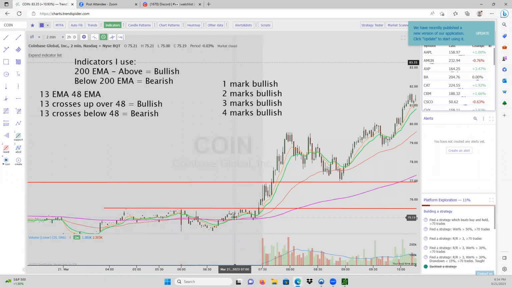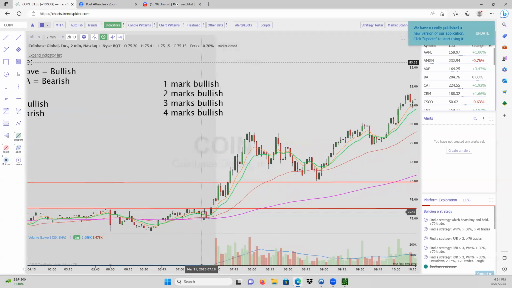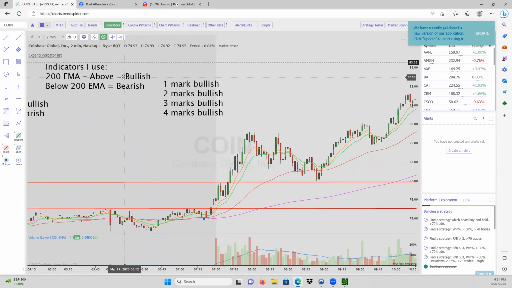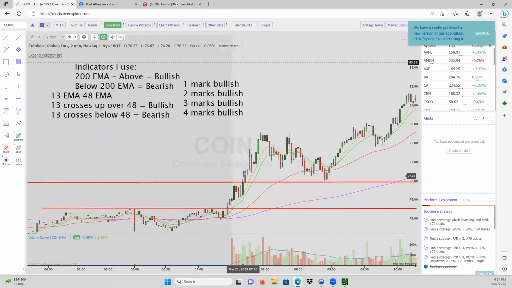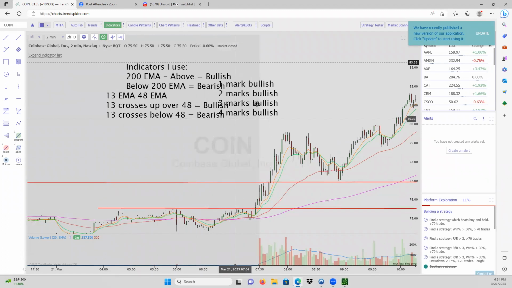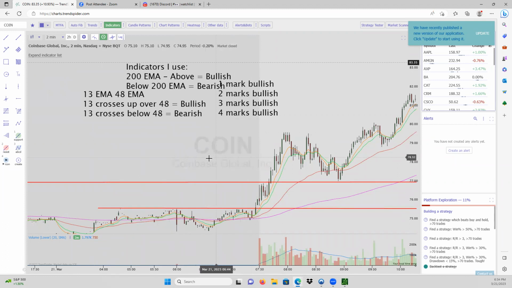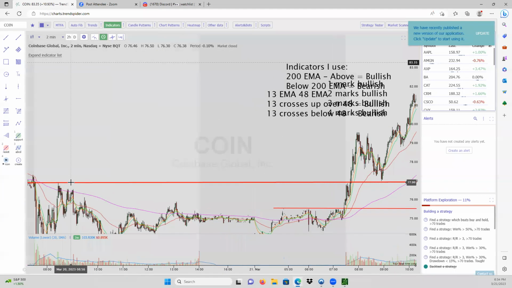What do we have here? This 13 is going to be this green line. 48 is this red line. The 13 crossed above this 48. Perfect. We now have 2 marks going for us that are bullish. Now, are we above pre-market? Major resistance right here? We are. Perfect. 3 marks. And now what gave us that 4th mark was when we broke yesterday's high.